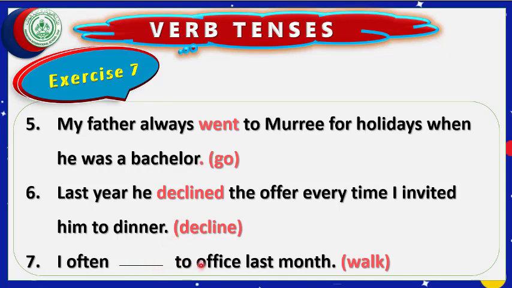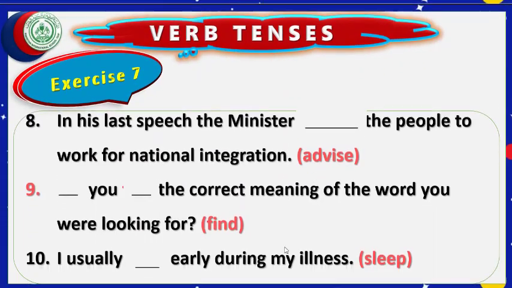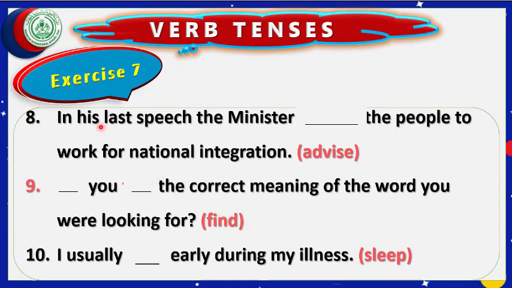I often dash to office last month. Last month means past. And in past, we use second form. Walk is a regular verb. It will become walked. I often walked to office last month. Part number 8. In his last speech, the minister dashed the people to work for national integration. Again, it is written here, last speech. Last speech means we are talking about past, and past tense uses second form of the verb. Therefore, here will be advised.